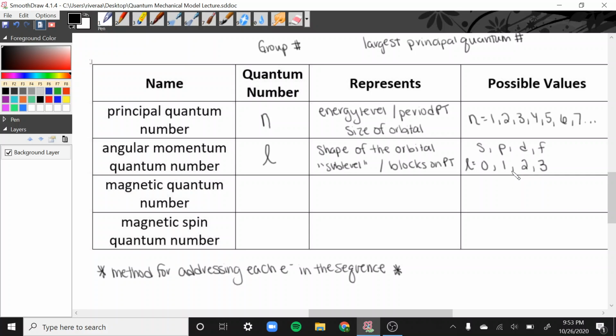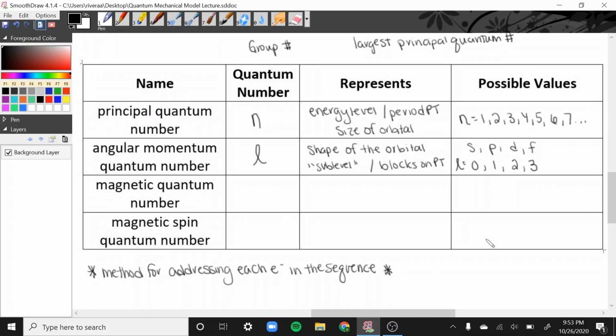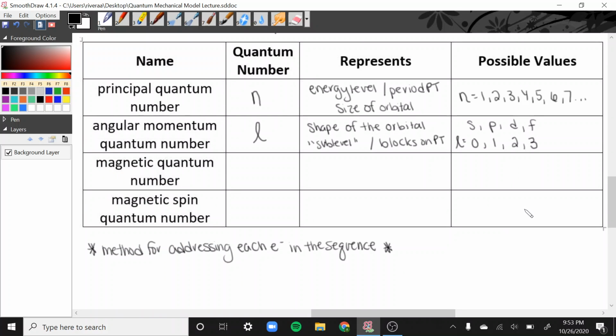This will all make sense. Hopefully it already makes sense because we did this last year, which is why I'm trying to go fast. This will make more sense when we do it for one particular electron. Next is our magnetic quantum number, M sub L. This tells us the orientation of the particular orbital that we are in. So for example, if we have an S orbital, like the 1s, there's only one orientation. There's no X, Y, and Z orbital for this one. So we just call it a 0.